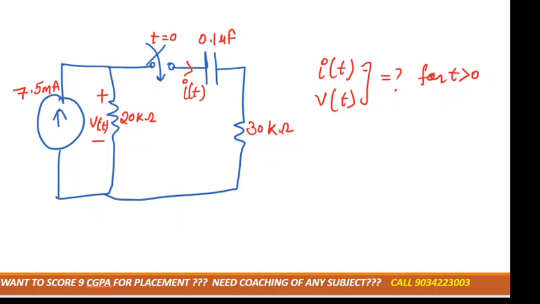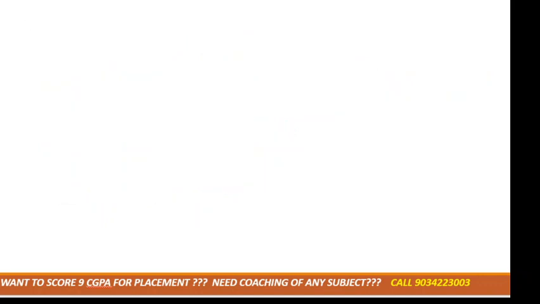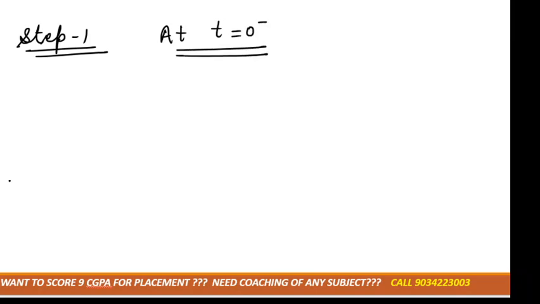See how we can solve this question. In this question we have to calculate i(t) and v(t), for t greater than 0. I told you the steps also. What was step number 1? Whatever they want to ask, we have to draw the circuit at t equal to 0 minus. That was step number 1.